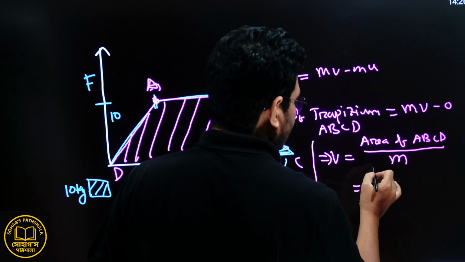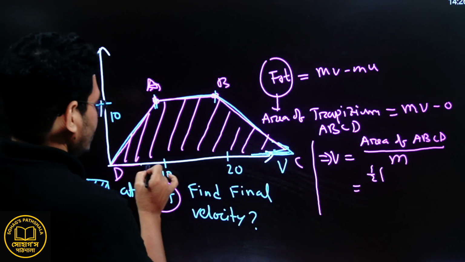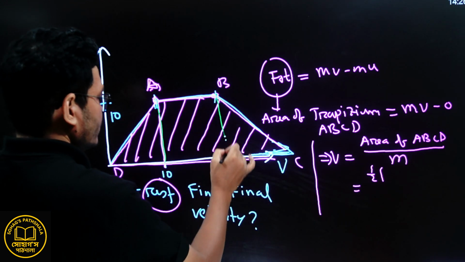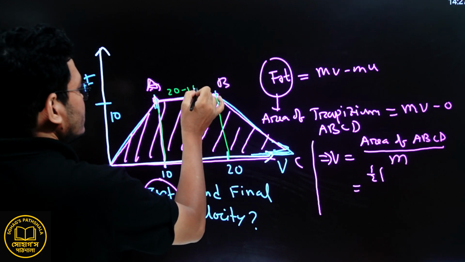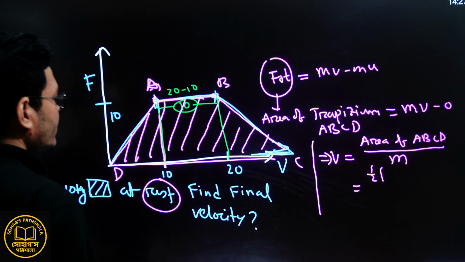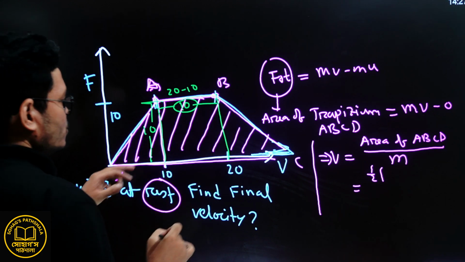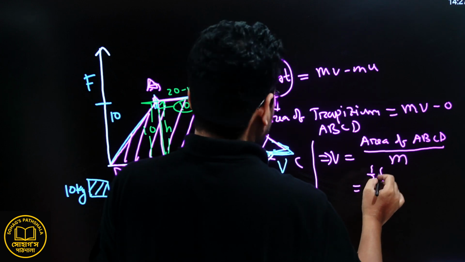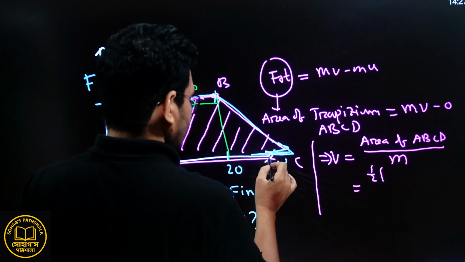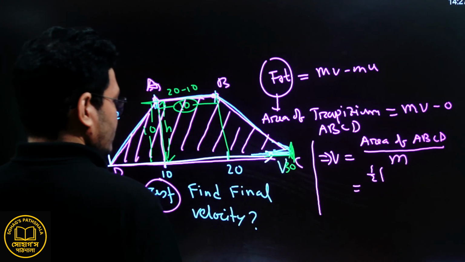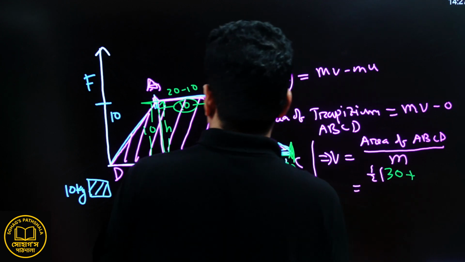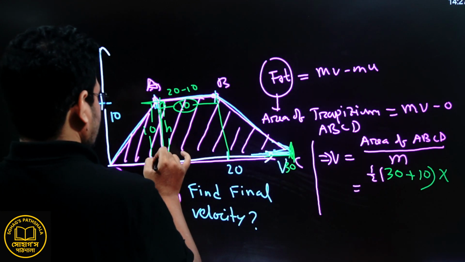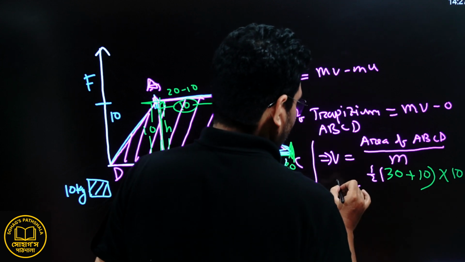So how can we find area? Area is the half. What are the parallel sides? This one and this one, right? So if we mark this way and this way, this 20 minus 10, so this becomes 10, this becomes 10, right? And this is also 10. So that is the height, this is height. So half into the sum of the parallel sides. This one is how much? This is 30, see. So 30 plus the other one is 10, times height. Height here is 10, equal to v divided by m.